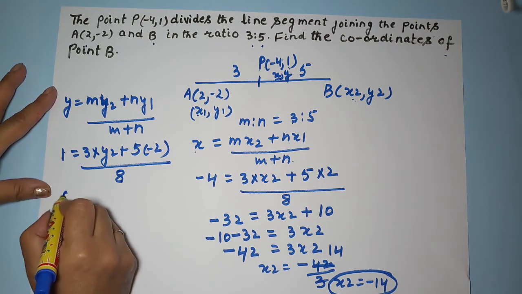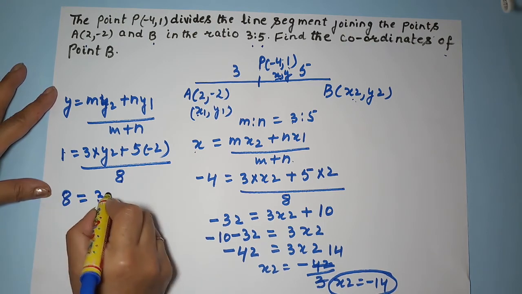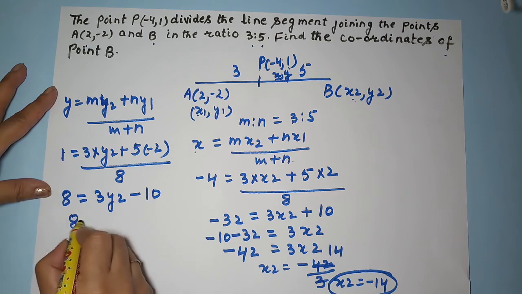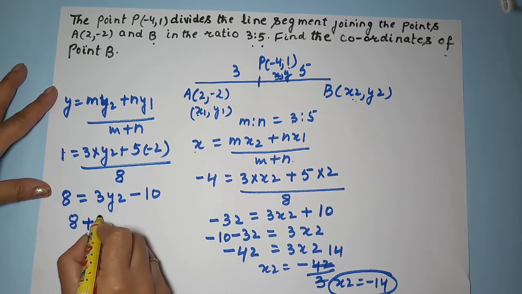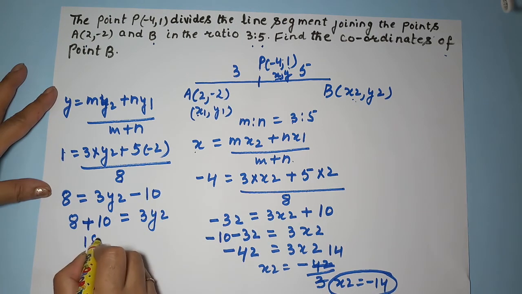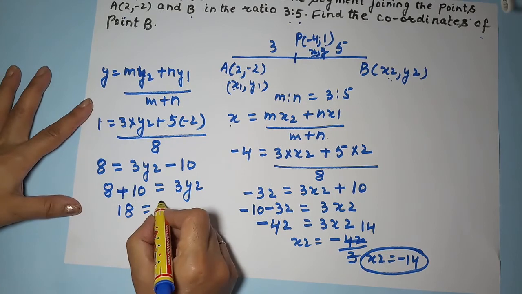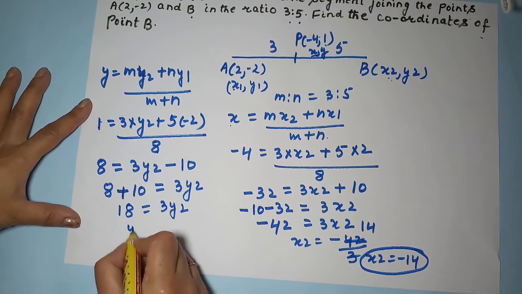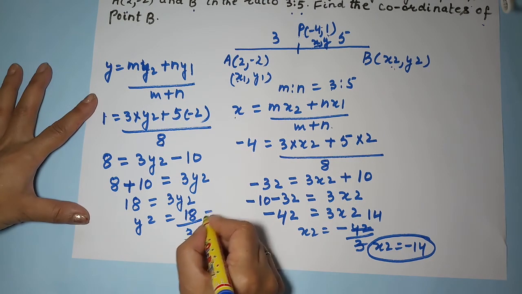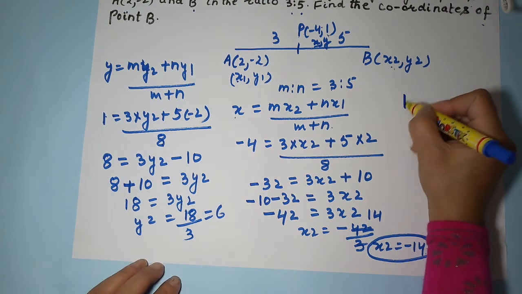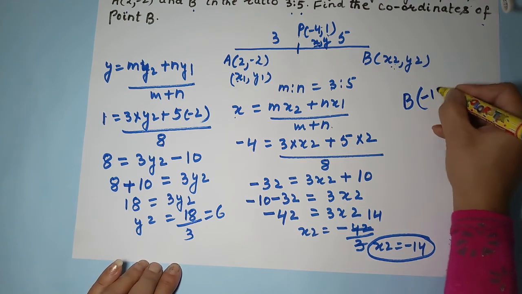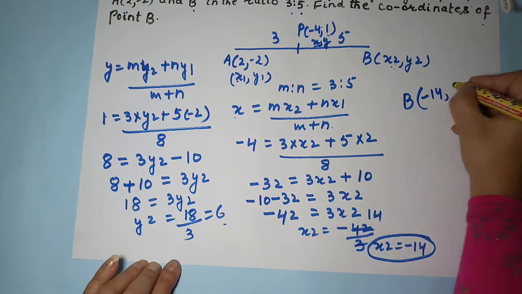Cross multiplied, I got 8 equal to 3y2 minus 10. So this 10 will go to this side. It will become plus, 18 equal to 3y2. So my y2 is equal to 18 by 3, which is 6. So I got the coordinates of B as x2, y2. x2 is minus 14 and y2 is 6.